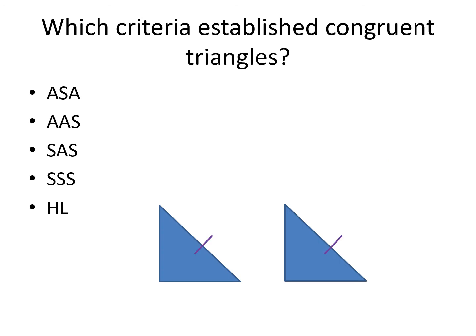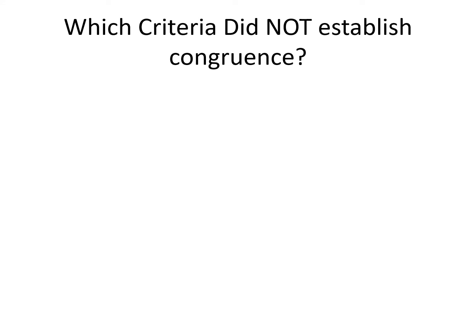So this is what that would look like. Again, it's a right triangle, then you have a hypotenuse and a leg. It doesn't have to be the bottom leg, it could be the side leg, but that's what hypotenuse leg looks like. All right, so which criteria do not work?